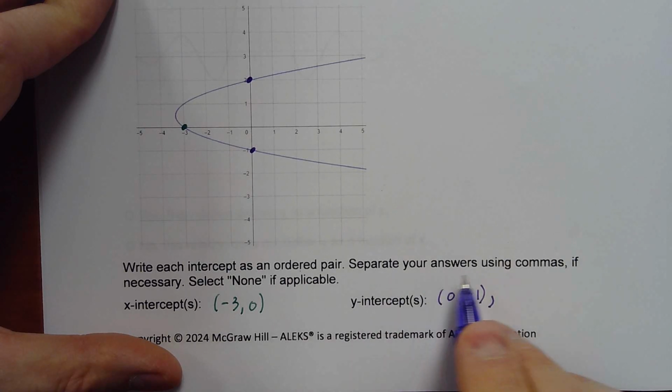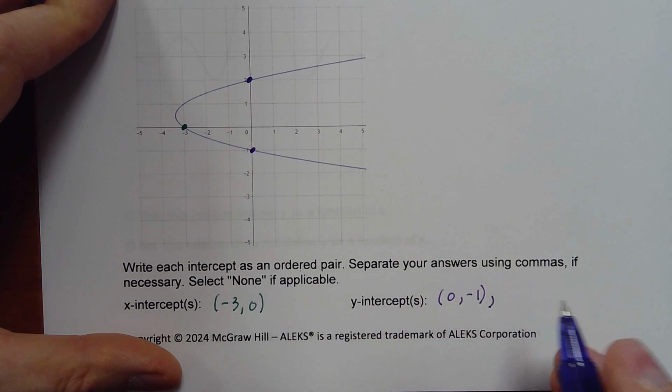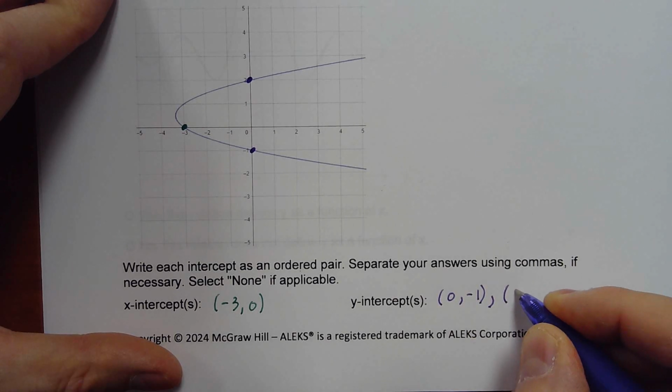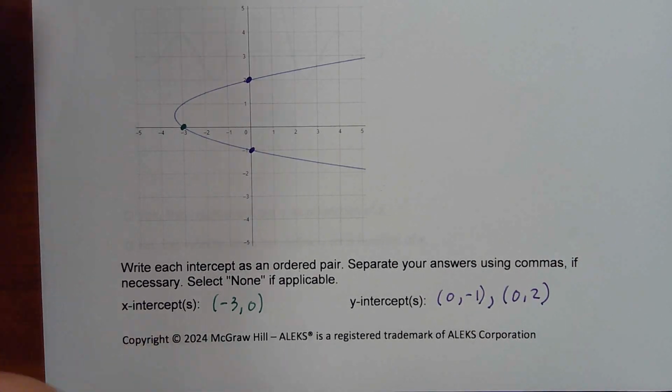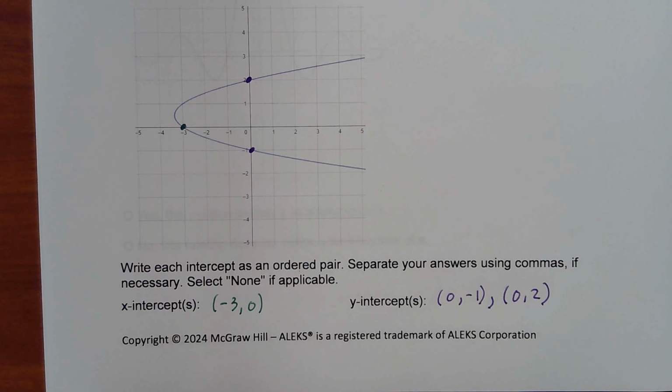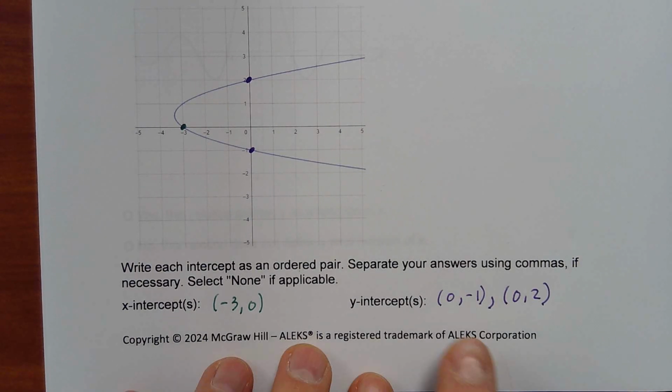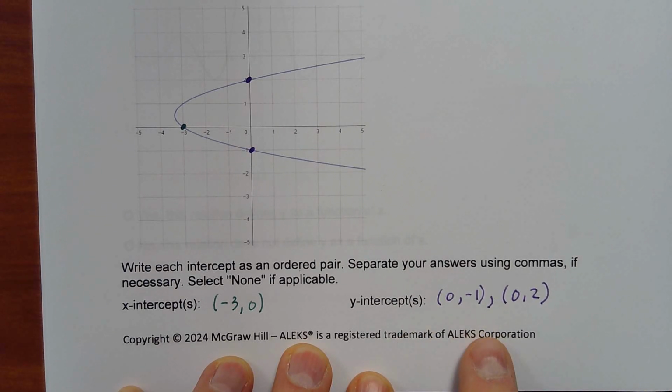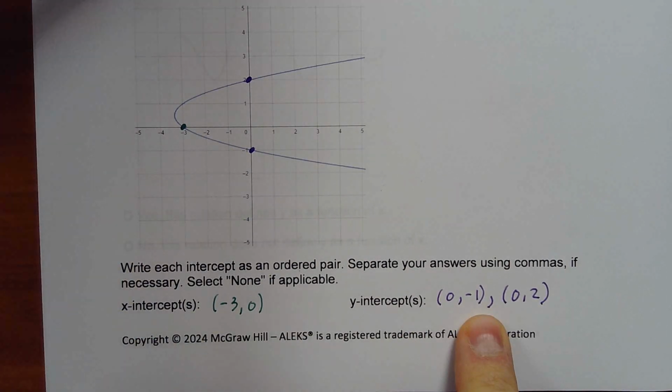And it says separate your answers using commas, so we'll put a comma. And the other one is 0, 2. And again, make sure you put it as an ordered pair and make sure you have the coordinates listed in order: x-coordinate first and then y-coordinate.